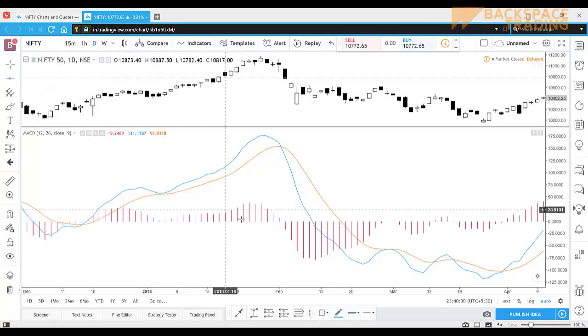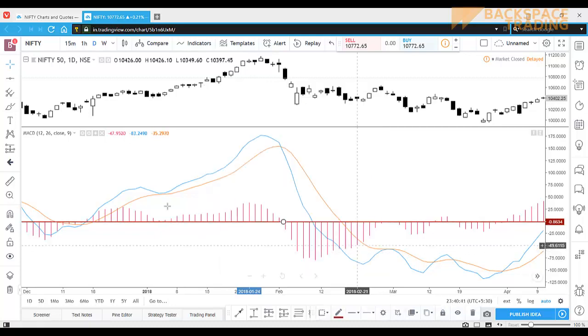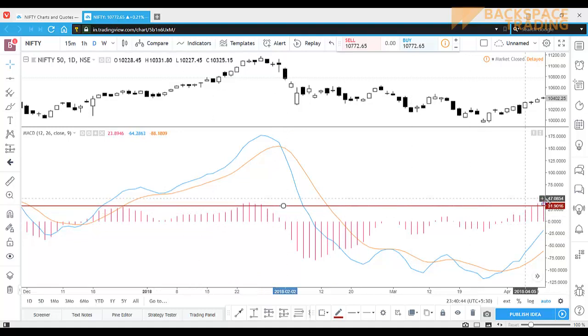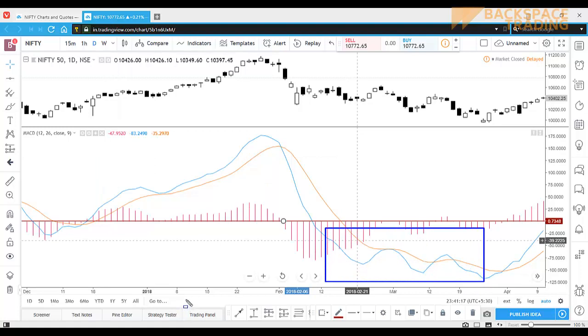Let me try a horizontal line just over here. I'm going to change this color to something visible for you guys. Check this number. When I drag it, it will automatically change. I am making it 0. Consider, of course, it is more or less 0. Now you know this 0 line has to be crossed by MACD for a bullish view, and if it is below, it is considered a bearish view.